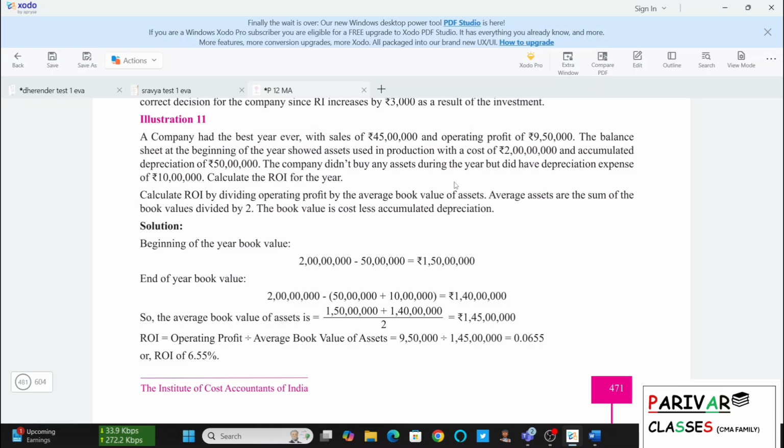ROI is nothing but profit divided by capital employed, nothing but operating profit divided by average assets. 9,50,000 operating profit, average assets 1.45 CR. We get it as 6.55 percentage. I think this part also clear. Any doubts? How he calculated ROI?